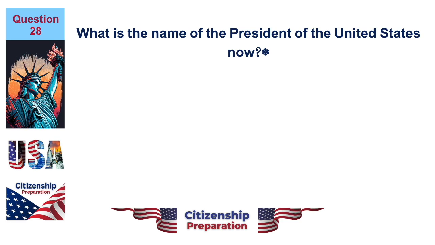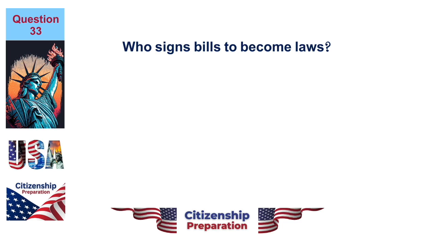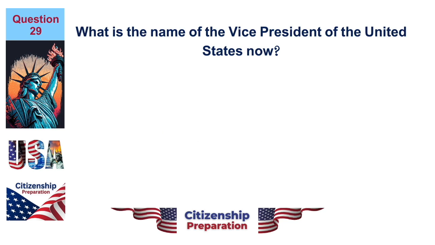What is the name of the President of the United States now? Donald Trump. What is one responsibility that is only for United States citizens? Serve on a jury. Who signs bills to become laws? The President. What is the name of the Vice President of the United States now? J.D. Vance.